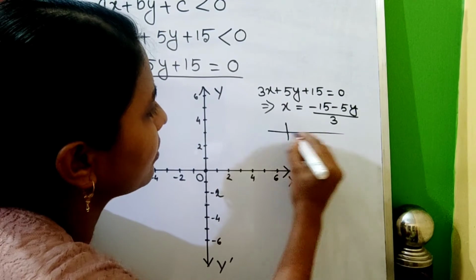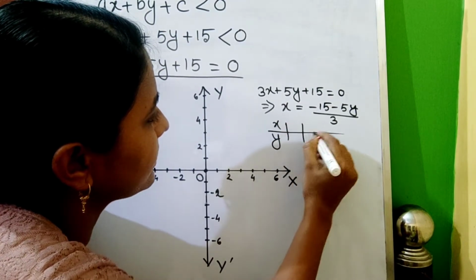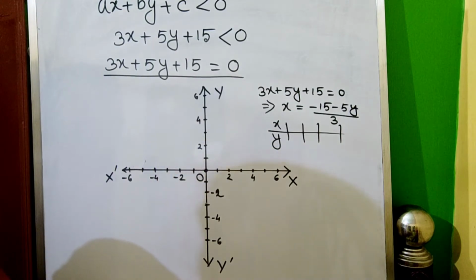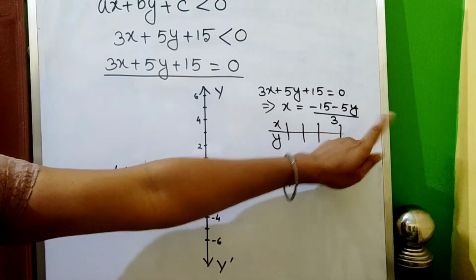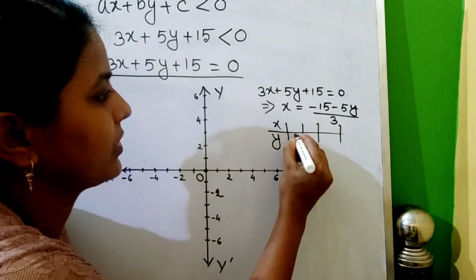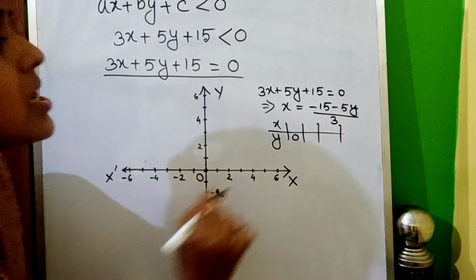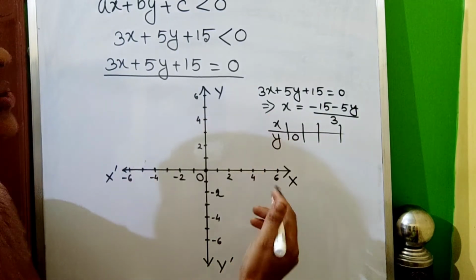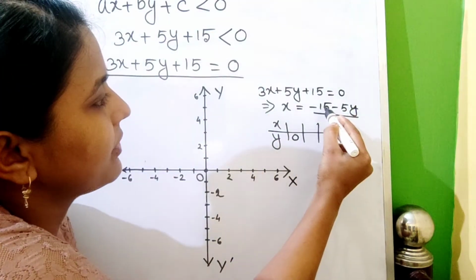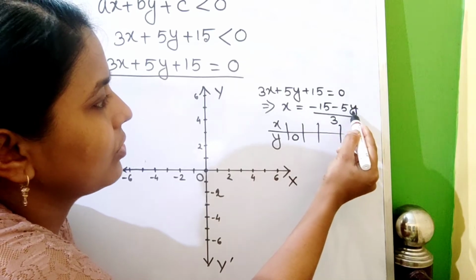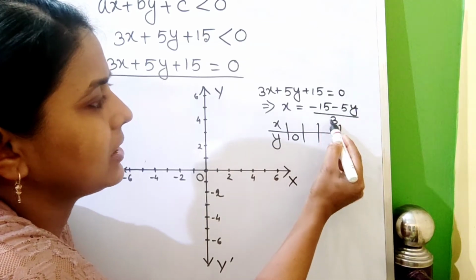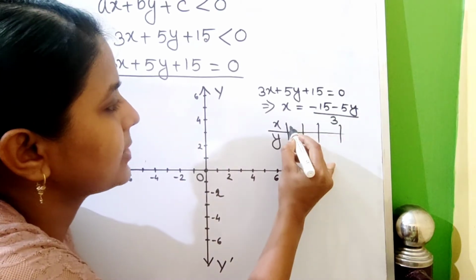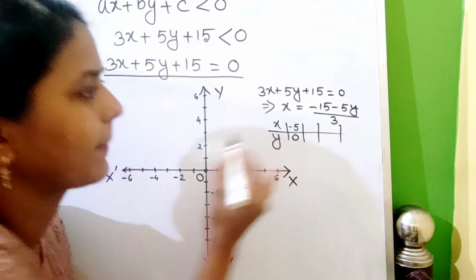Now we need to find out x's value according to the assumed values of y. If we put y's value as 0 here, first we will start with 0, not always, but here I am starting with 0 because that is convenient for me. Now minus 15 minus 5 into 0 will be minus 15 by 3. You put 0 here, you will get minus 15 by 3, which means minus 5.